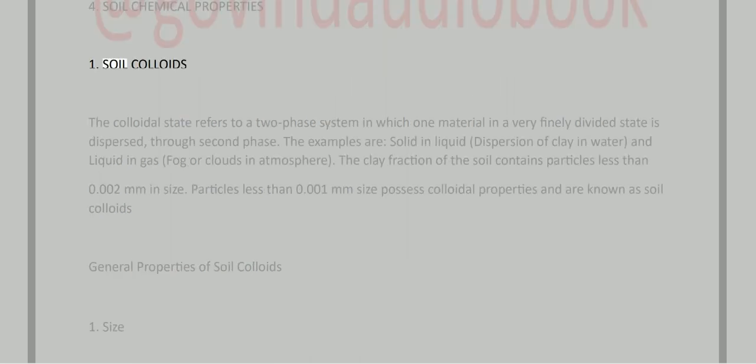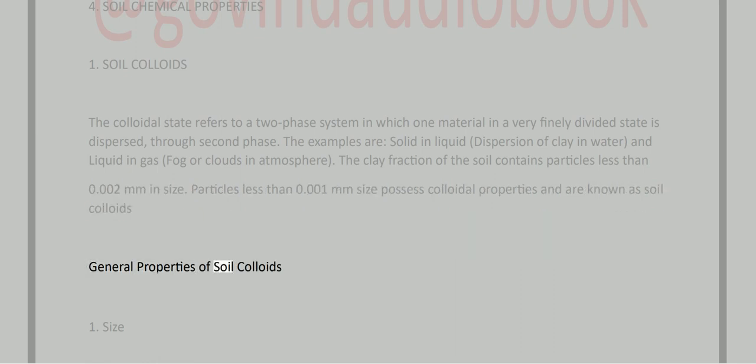1. Soil colloids. The colloidal state refers to a two-phase system in which one material in a very finely divided state is dispersed through a second phase. The examples are solid in liquid, dispersion of clay in water, and liquid in gas, fog or clouds in the atmosphere. The clay fraction of the soil contains particles less than 0.002 mm in size. Particles less than 0.001 mm in size possess colloidal properties and are known as soil colloids.